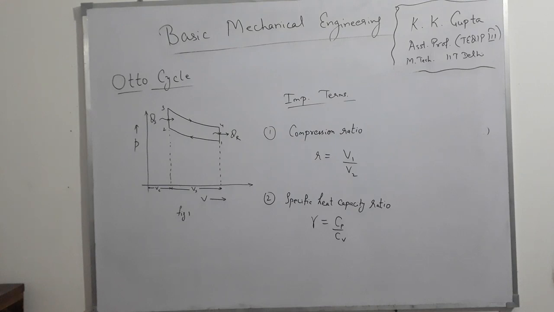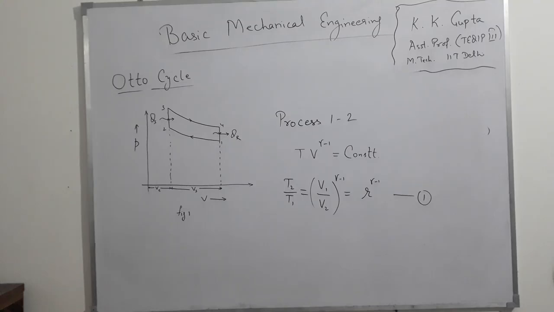In the Otto cycle, two important terms are used. First one is the compression ratio, which is the ratio of the volume before the compression to the volume after the compression, denoted by small r, equal to V1 by V2. Second is the specific heat capacity ratio, that is gamma, Cp by Cv. It is the ratio of specific heat at constant pressure to the specific heat at constant volume.